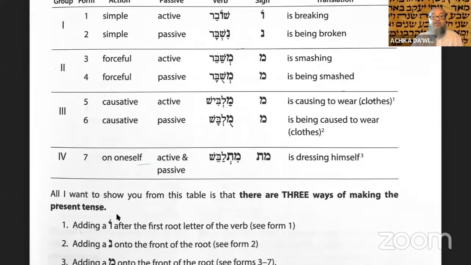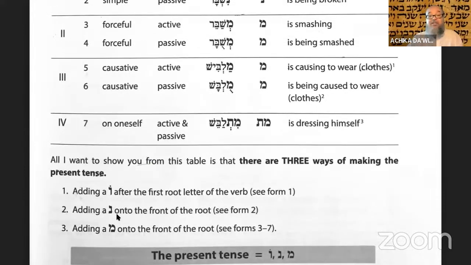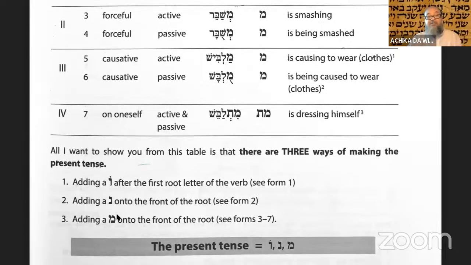All right. So adding a wa after the first letter of the root tells you there. The second way of doing it is adding a noon onto the front of the root, which is the 3 letters. Adding a mem onto the front of the root. And so they're letting you know, where you can see that above. Okay. So these are the letters that are for the present tense. So that's just more pieces to your puzzle.